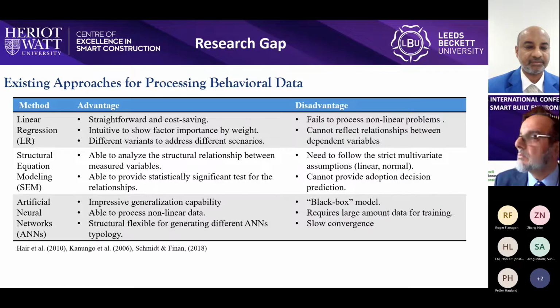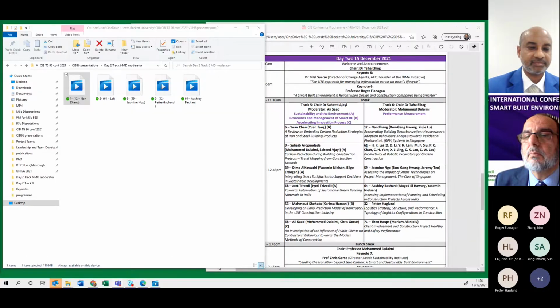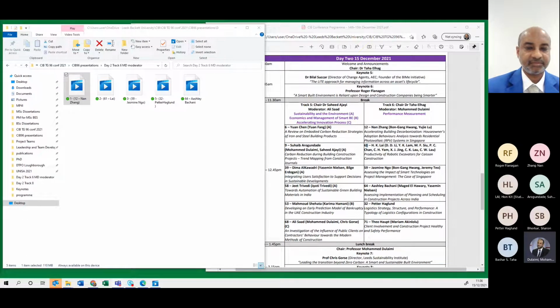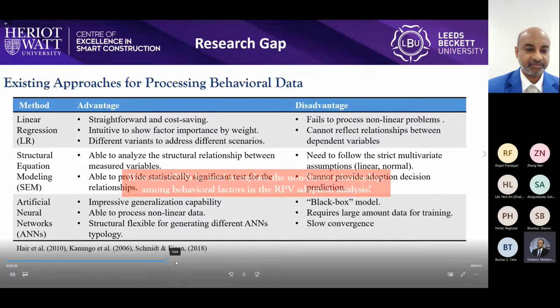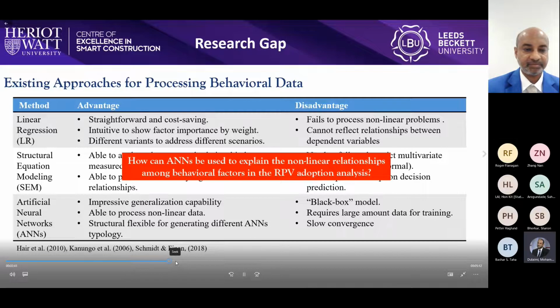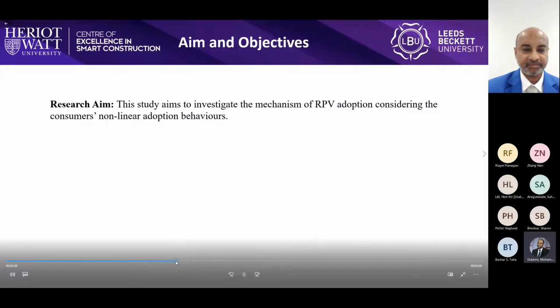On the other hand, ANs have the impressive generalization capability and can process nonlinear data, but they suffer the black box problem, which is not able to explain and identify the driving factor. This leads to few research applying ANs in RPV adoption analysis. Therefore, the research question is raised: how can ANs be used to explain the nonlinear relationship among behavior factors in RPV adoption analysis?